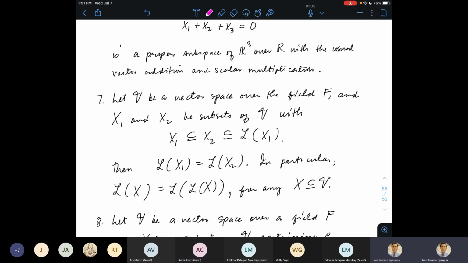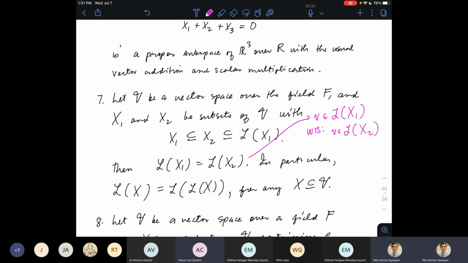Let me address the first question first before going to the particular case, right? So maybe for those who haven't started yet, you can start your solution this way. You want to show the dual inclusion, right? So you start with, say, you take an element V that is in curly L of x1, and your goal is to show that V is in curly L of x2.